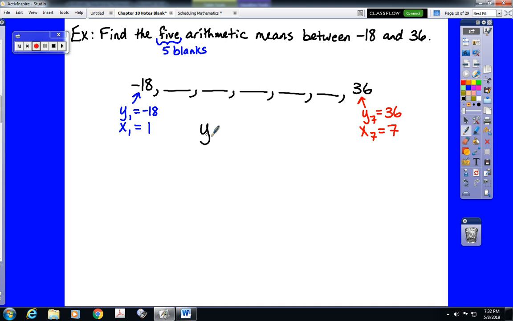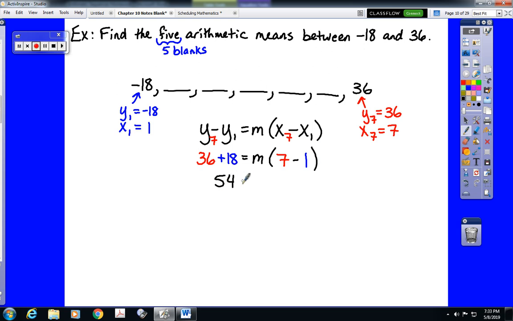From there, we're going to adapt our basic point-slope form to fit our situation, which is to insert a 7 on the x and the y. So we have 36 minus -18, so plus 18, equals, we don't know m, x7 is 7, x1 is 1, so plug those numbers in and solve. 36 plus 18 is 54. 7 minus 1 is 6. So we have 6m equals 54. We divide by 6 to get the value of m. m equals 9. So we're adding 9 each time in this sequence.